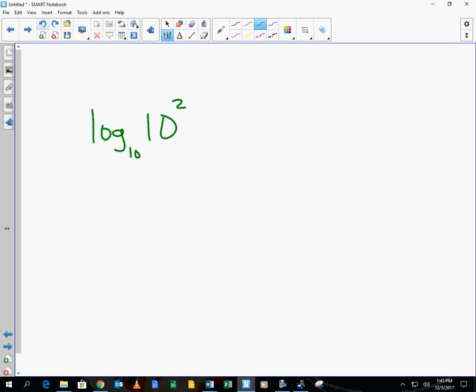Okay, just to make it clear, okay? Log base 10 of 10 to the second. That means 10 to what power is 10 to the second? Think about it. 10 to what power is 10 squared? 2. Those are inverse operations. They cancel, okay? Now, we can also write it the other way. 10 to the log base 10 of 2. Those are inverse operations. We get 2.